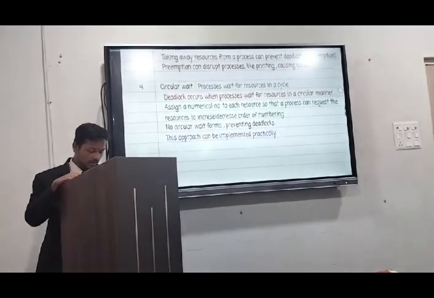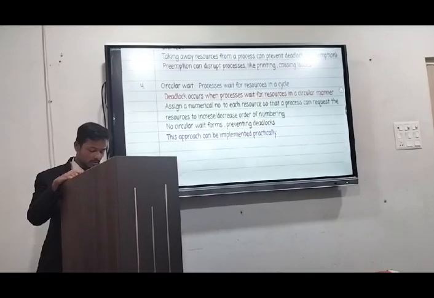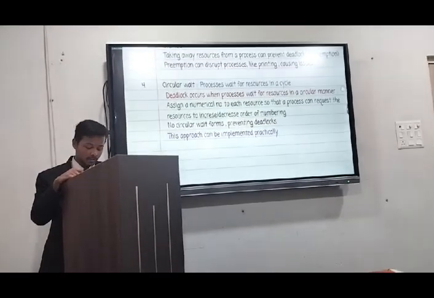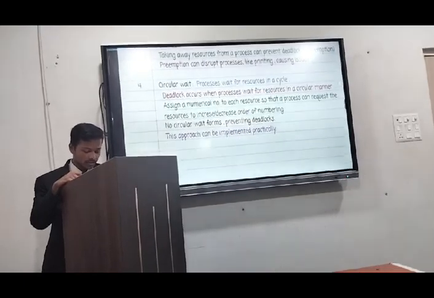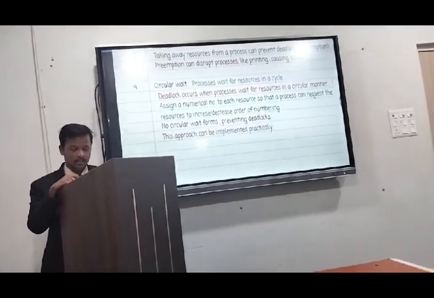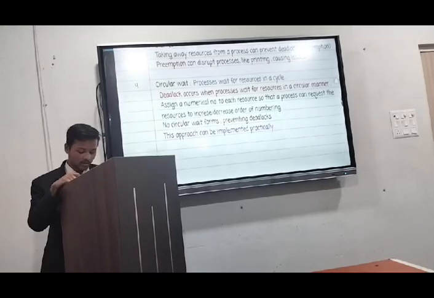And the fourth and last condition is circular wait. What is circular wait? Processes wait for resources in a cycle. And how does deadlock occur? Deadlock occurs when processes wait for resources in a circular manner. And how can we resolve it?